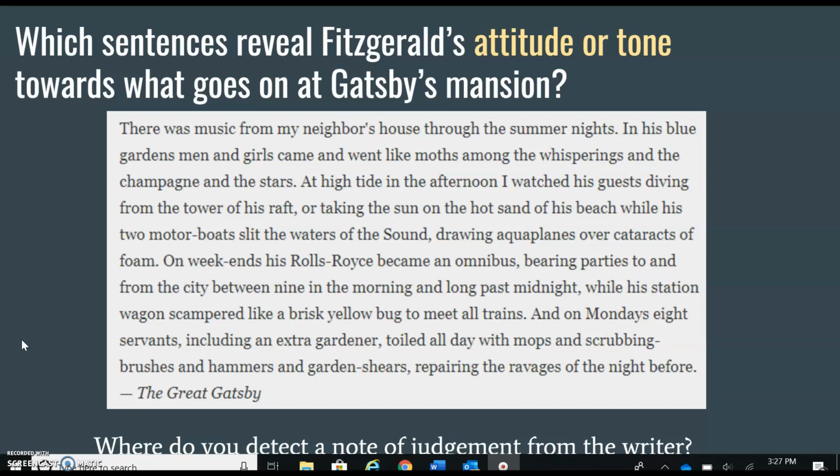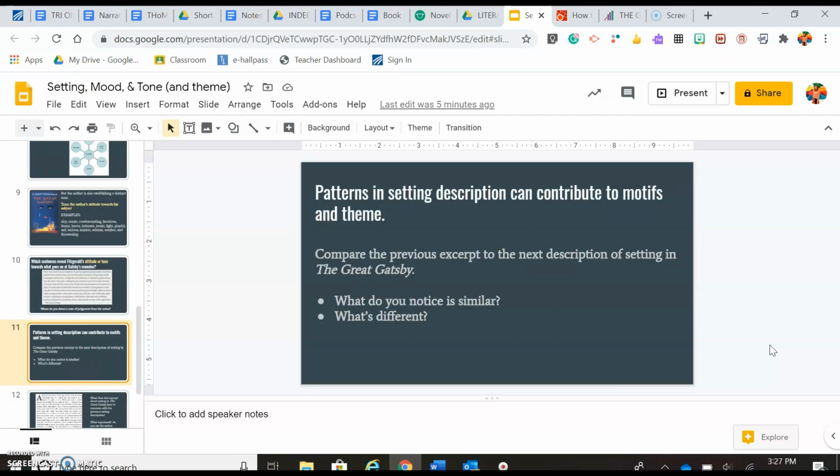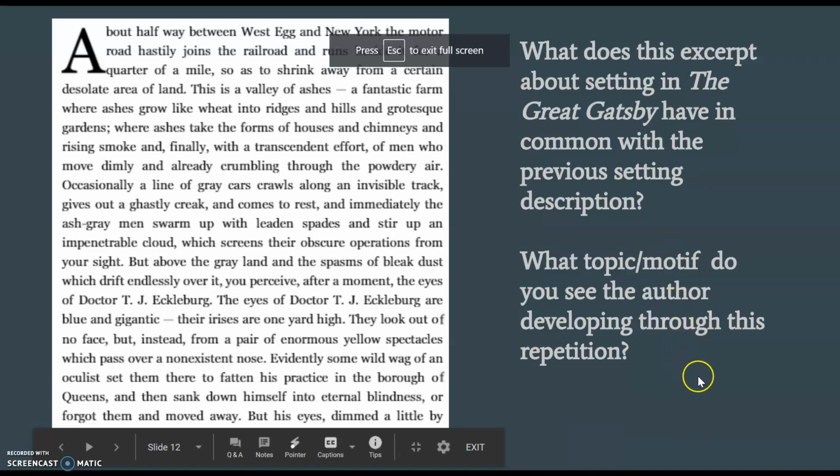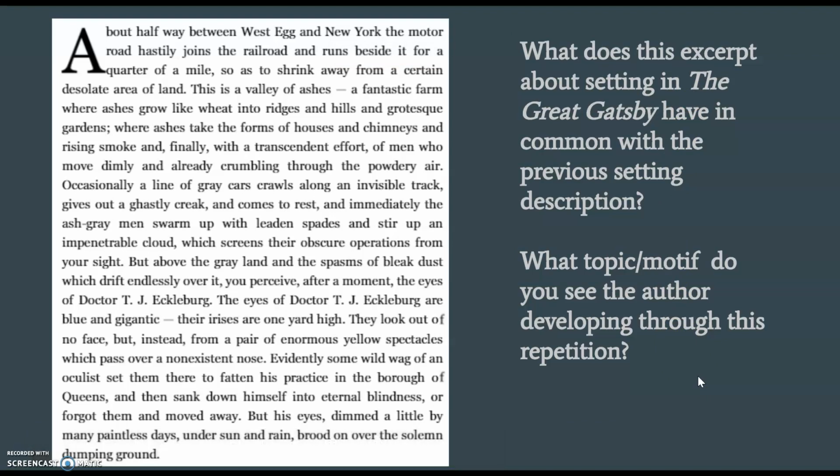Okay, so my question to you was, what do we see repeating between this excerpt and the next one that we've got to look at? So let's just go to that other part. Okay, so in chapter 2, the description of setting goes like this.